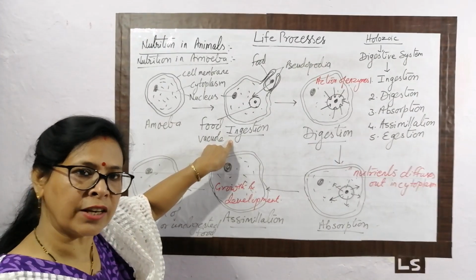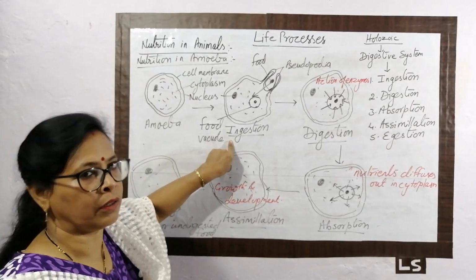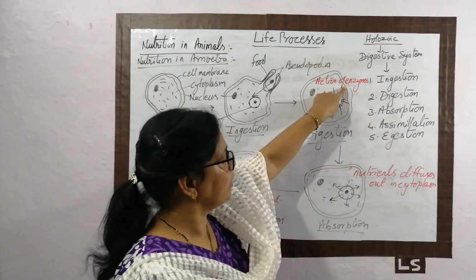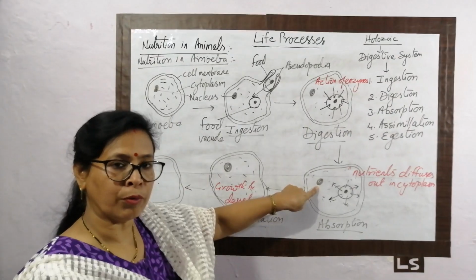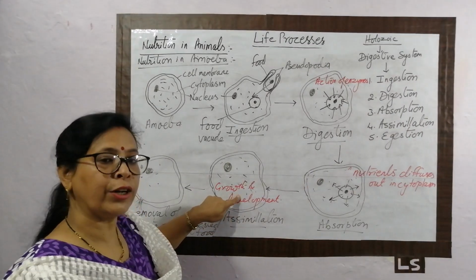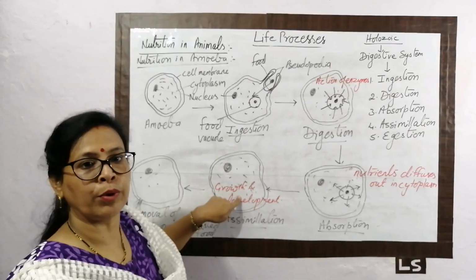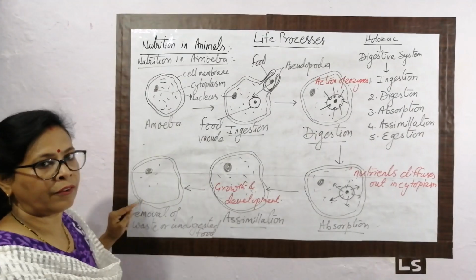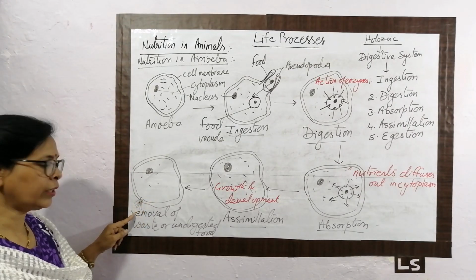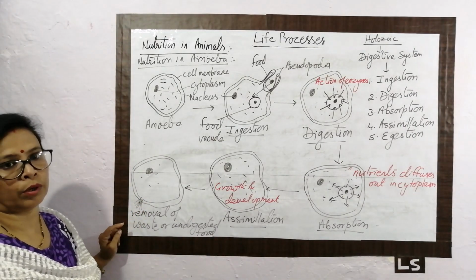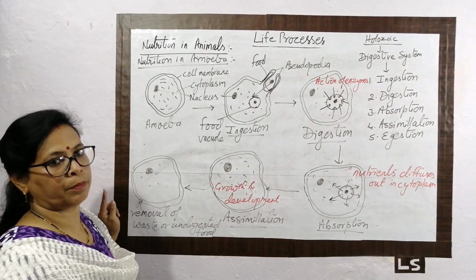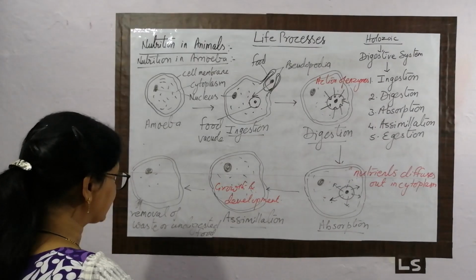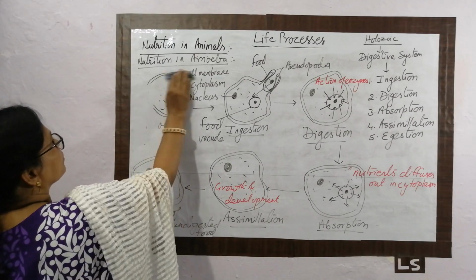Ingestion, that is self-feeding or phagocytosis or engulfing of food. Then the food gets digested with the help of enzymes. Then the nutrients come out from the food vacuole. Then respiration produces energy, and energy is used for growth and development. And after that, the undigested food is removed out from the body. So this is the 5-step nutrition in amoeba. Now let's move towards the explanation.